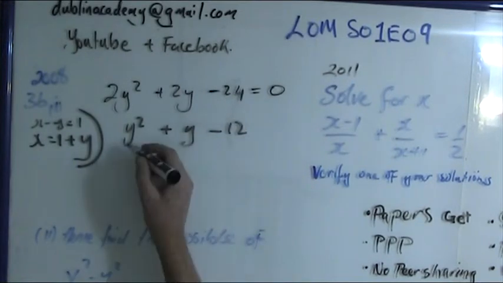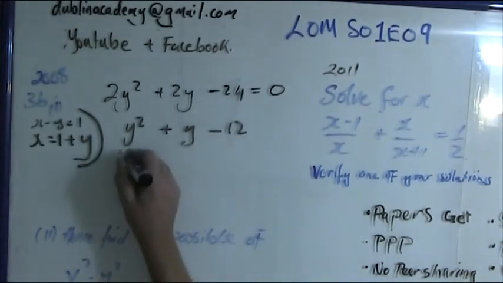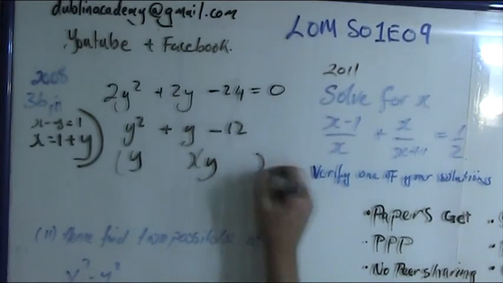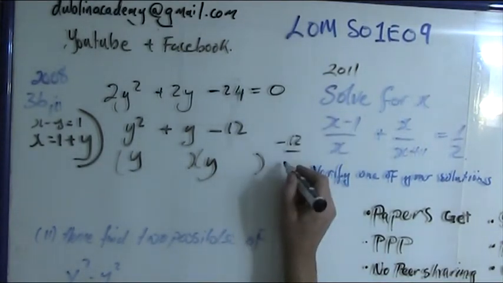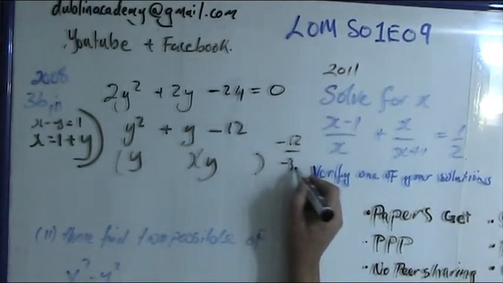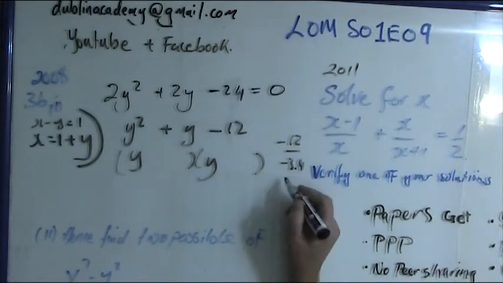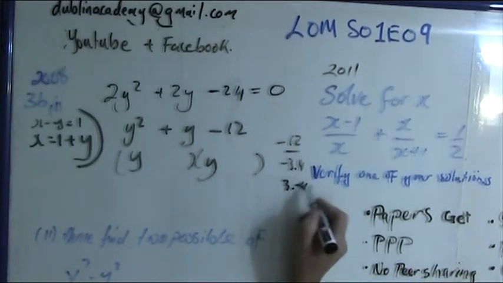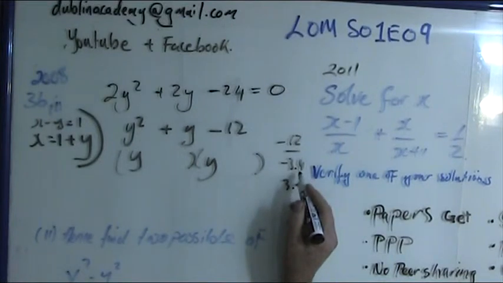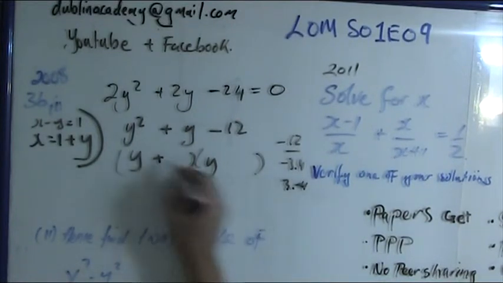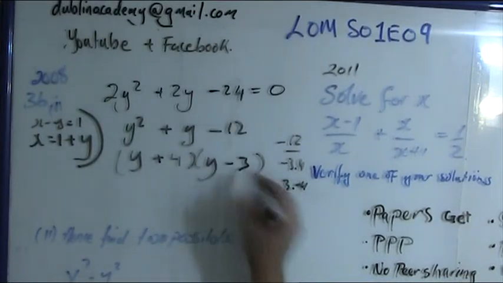Now factorising y squared is y by y. What factors of minus 12 when added will give me plus 1? Well, minus 3 by plus 4. 3 by minus 4 gives me minus 1. They add to give me plus 1. So it's these factors, y plus 4 and y minus 3. It doesn't matter which way you put them.